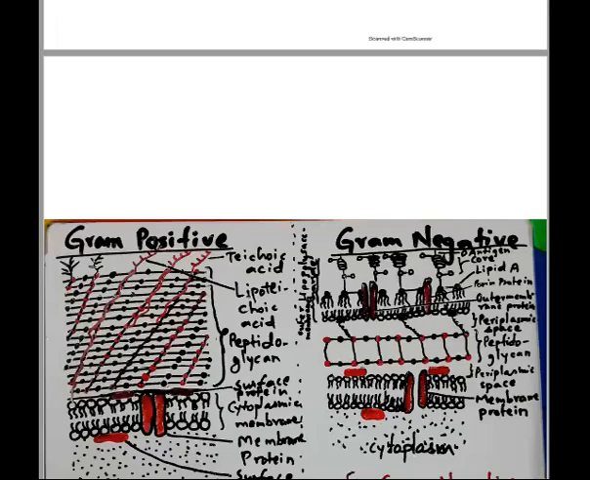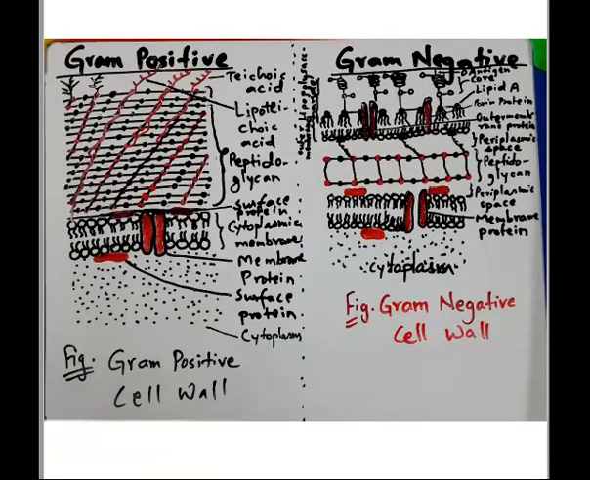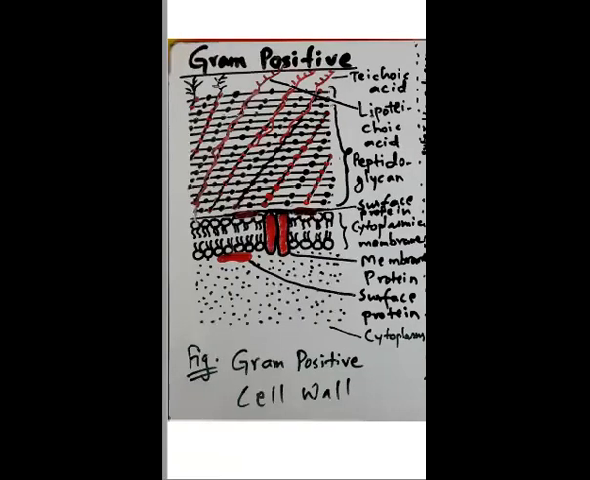Now, let us move to the gram-positive cell wall. The gram-positive cell wall is chiefly composed of the peptidoglycan layer. Around 90% of the cell wall is composed of peptidoglycan. Multiple thick layers of peptidoglycan are found, which makes around 50 nanometers of thickness.